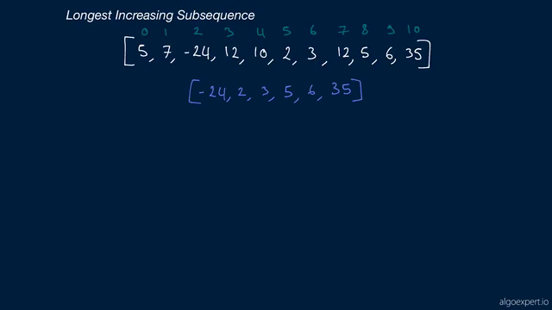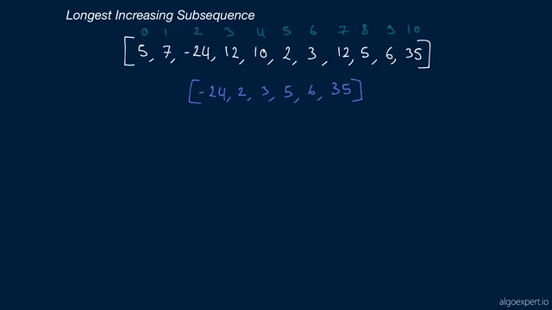Now, a subsequence is defined as a set of numbers, in this case, that you will obtain by removing other numbers and keeping the remaining numbers in their given order. And so here, the longest increasing subsequence is going to be this array here that I've written in purple: negative 24, 2, 3, 5, 6, 35. And you'll notice that these numbers are not necessarily adjacent in the input array, right? We've got negative 24 here. Then we skip a couple numbers and we've got 2 and 3. Then we skip another number and we've got 5, 6, 35.